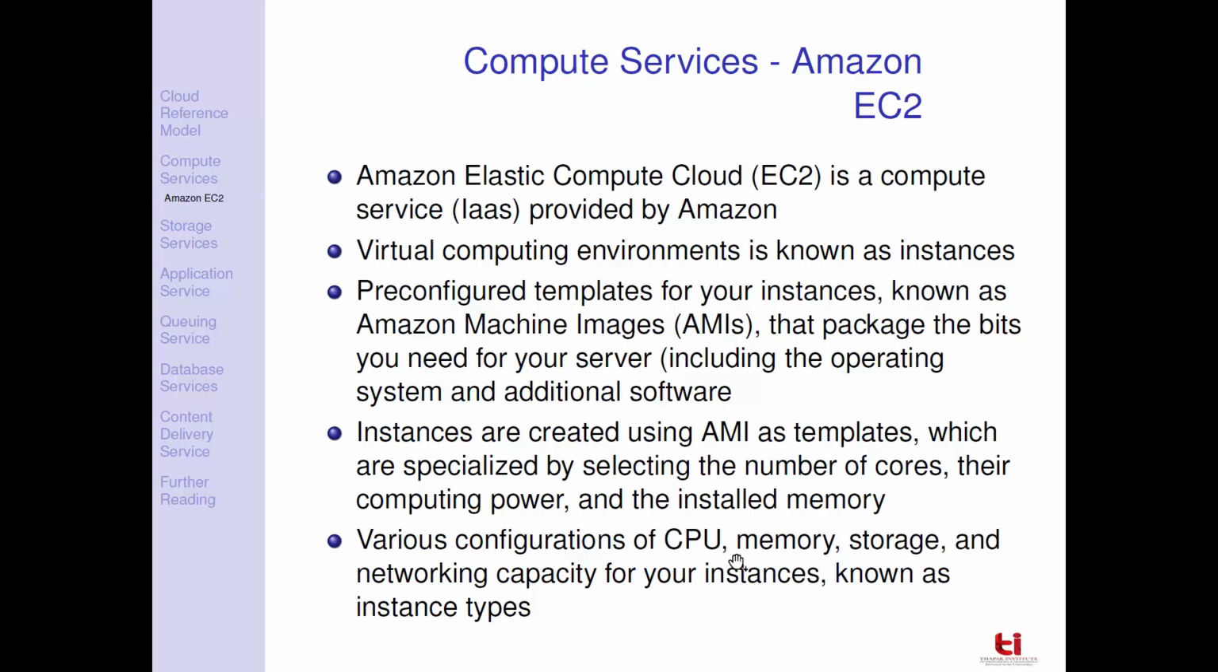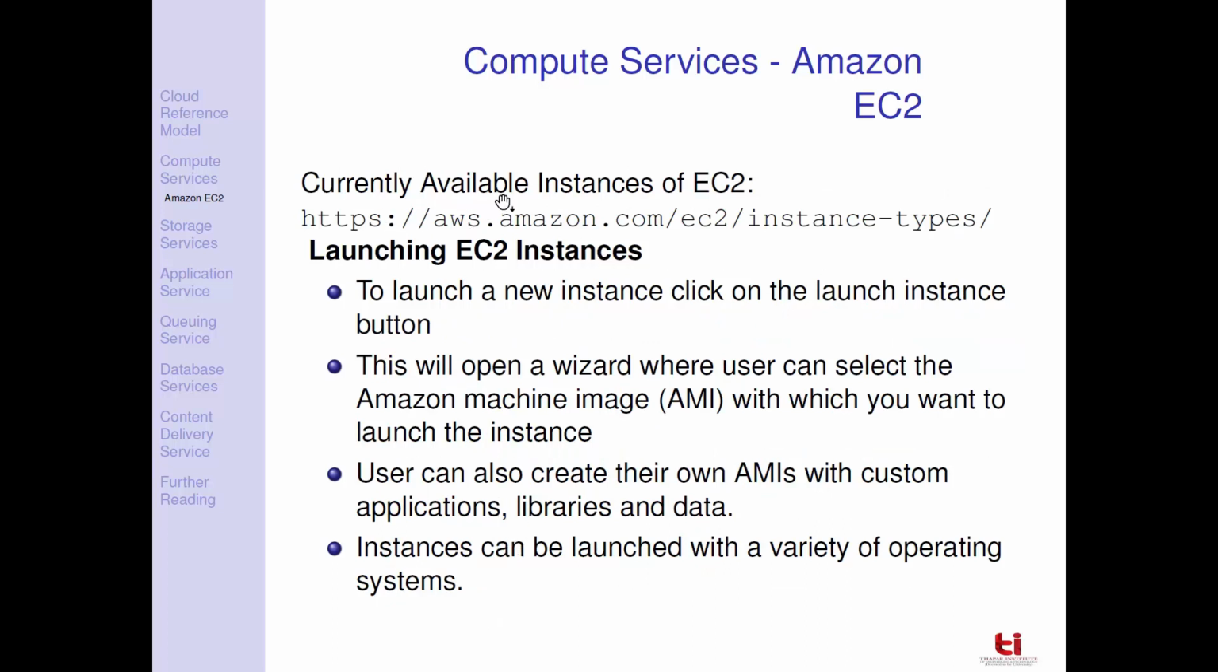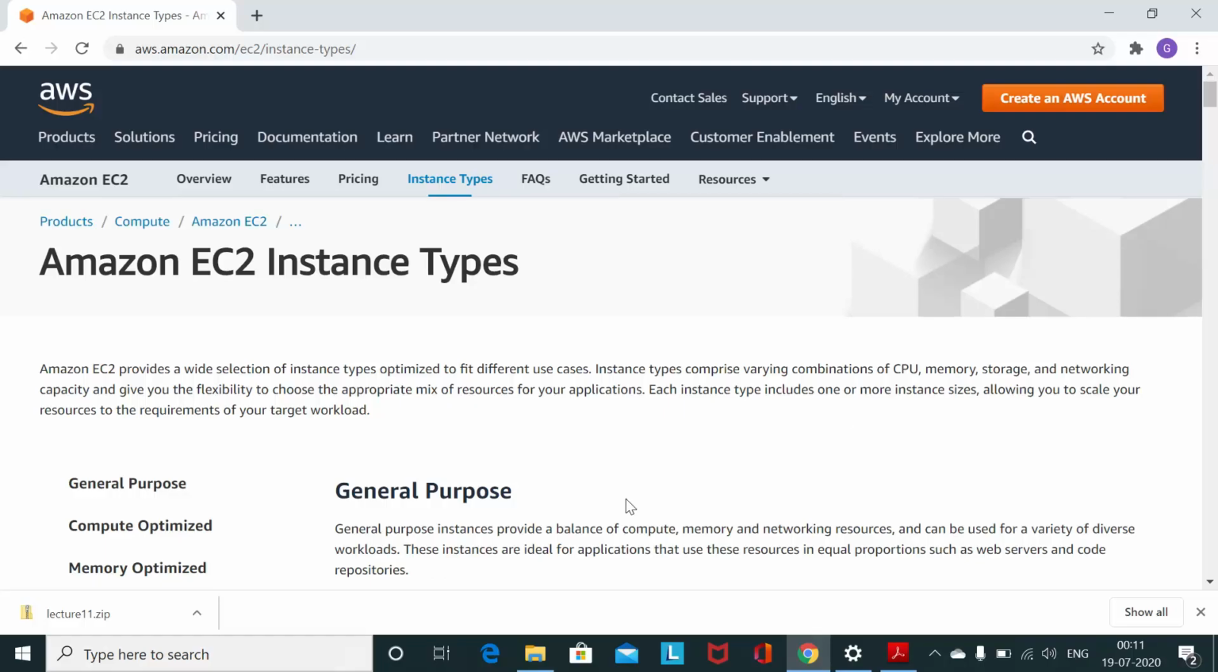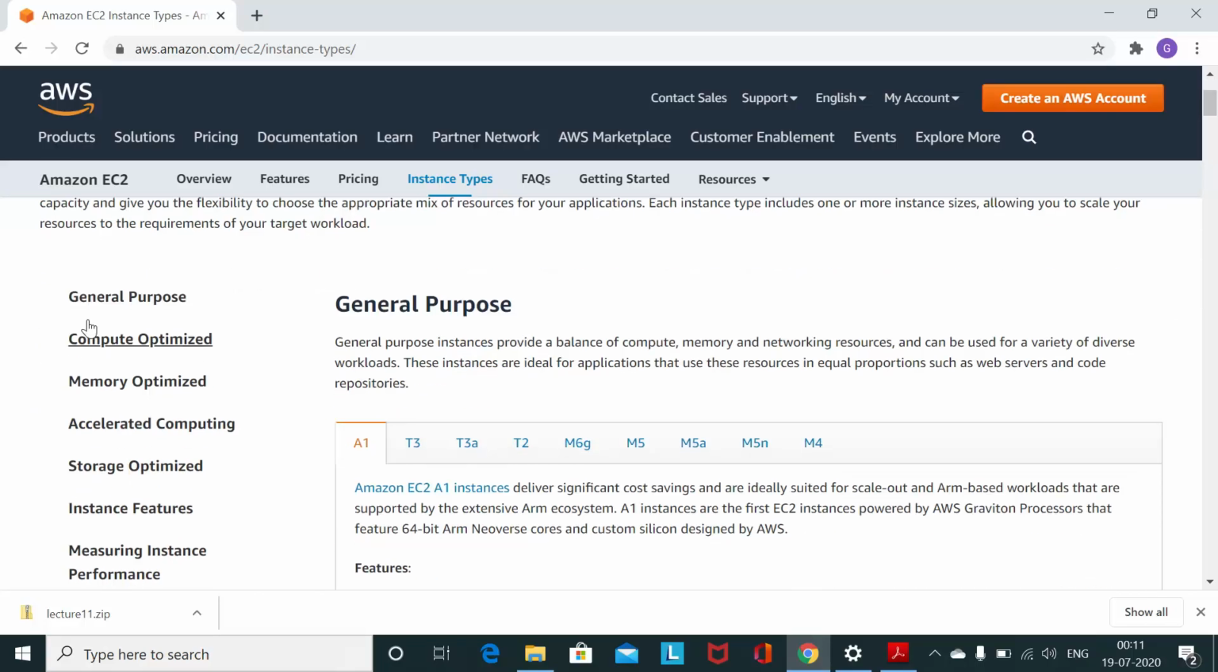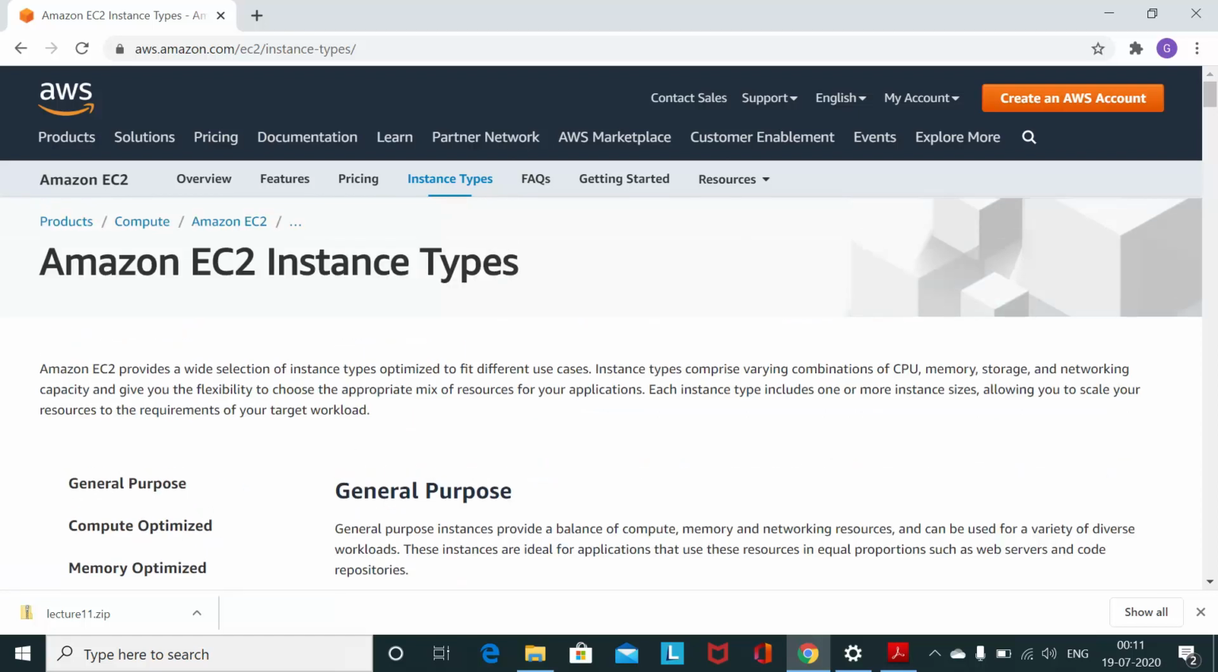Various configurations of CPU, memory, storage, and networking capacity for the instances are known as instance types. So what does an instance type define? It defines the CPU, the memory, the storage, and the networking capacity of that particular virtual machine. Let us look at some currently available instances of EC2. Currently available Amazon instances are general purpose, compute optimized, memory optimized, accelerated computing, and storage optimized. Amazon EC2 provides a wide selection of instance types optimized to fit different use cases.